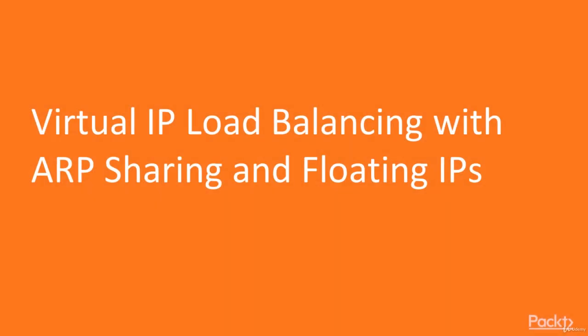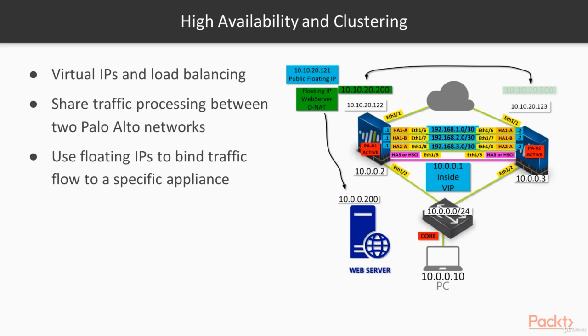Virtual IP load balancing with ARP sharing and floating IPs. Now that we have an active firewall cluster, we're going to configure load balancing by using virtual IPs. In this case, we're going to configure an ARP sharing virtual IP address that will be allocated in our NSI zone. So all of our clients will hit this IP as the destination gateway.